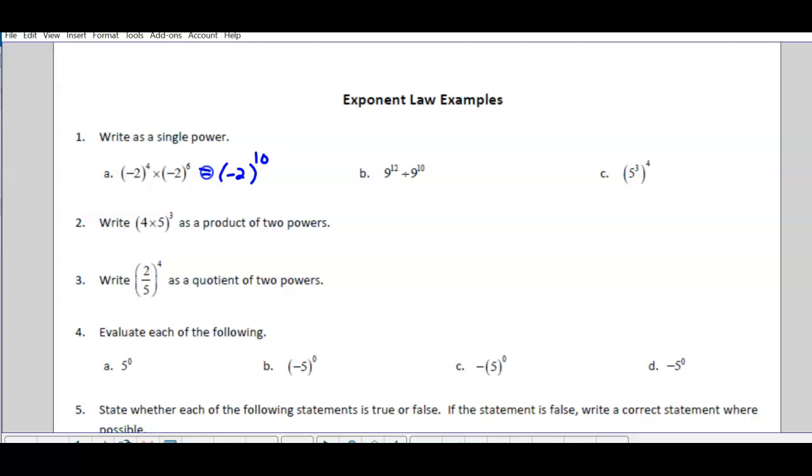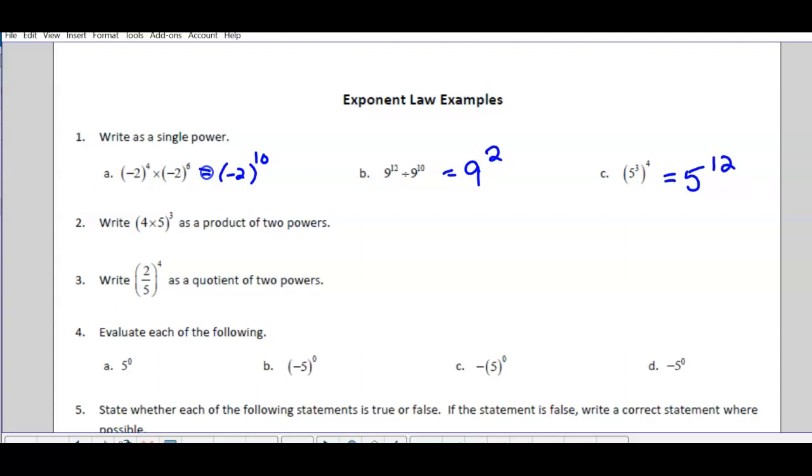Next one, we're dividing. Write down that base. It always stays the same. And then what do you do with 12 and 10? Subtract. Exactly. So that's going to be 2. And then the next one, write down the base, the power of a power. What operation do you do for this? Multiplication. Exactly. So that's 12.